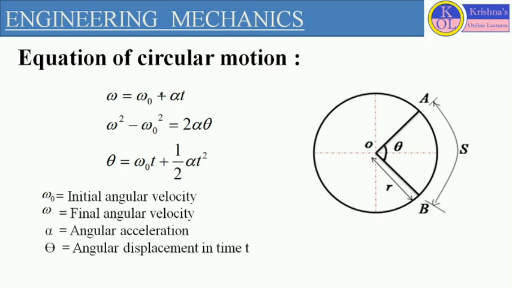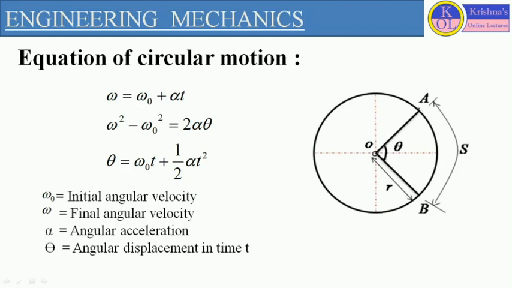So if we want to define the equation of circular motion, we have to consider one particle which is moving along a circular path, and that circular motion we are considering with respect to one center, that is called center of rotation. These equations we define on the basis of angular displacement, angular velocity and angular acceleration of the particle which is moving along the circular path.